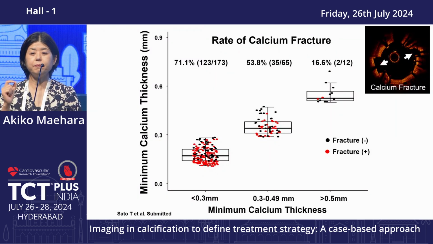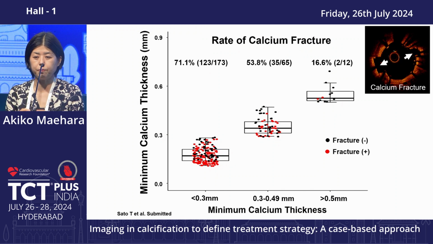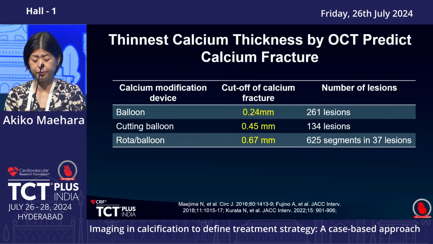But what we did mistake is that actually the most important predictor of calcium fracture is the thinnest calcium thickness. And this is a case cohort which includes only those treated by balloon and stent, and we just based it on the thickness of the calcium at the thinnest thickness. If the thinnest thickness is thinner, they are most likely to make the fracture without anything. But if the calcium thickness at the thinnest point is thicker, we cannot make the fracture. This is actually the most important.